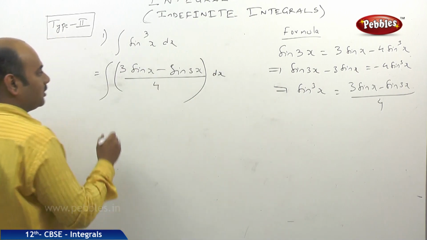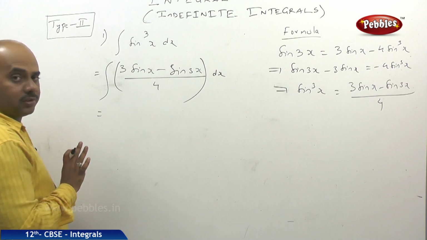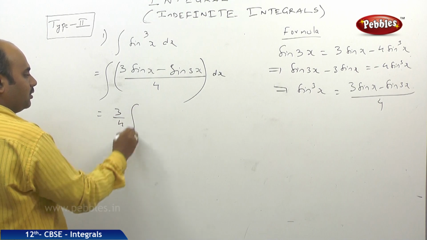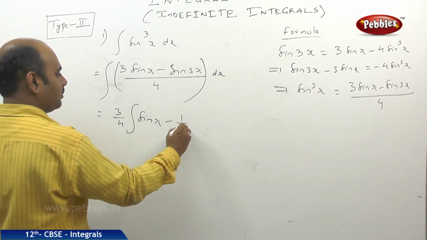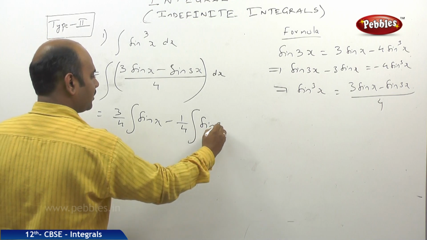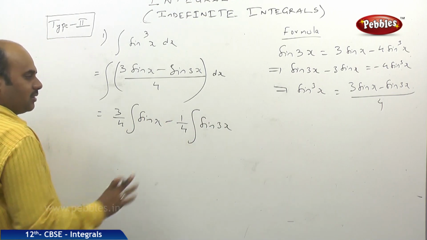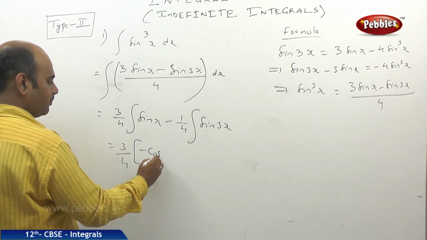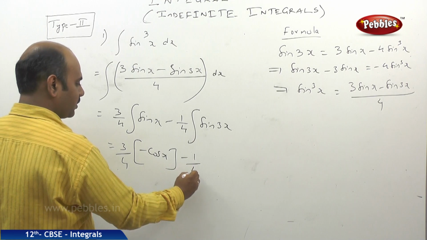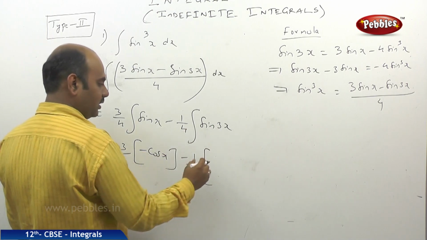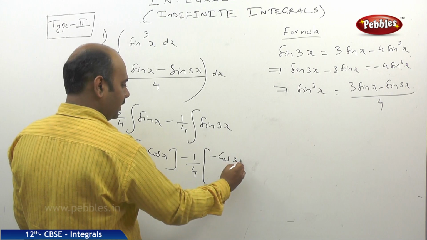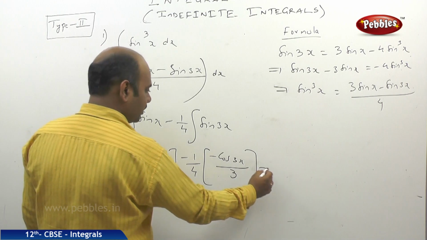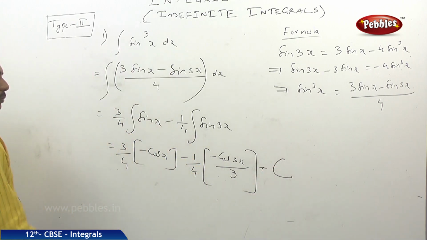See how nice it looks. I think a minus b by c, so a by c minus b by c. So what happens? 3 by 4 integral of sin x minus 1 by 4 integral of sin 3x dx, is clearly understood here. So 3 by 4 integral of sin x will always be minus cos x, minus 1 by 4 into integral of sin 3x. Integral of sin 3x will be minus cos 3x, and whatever coefficient of x is there, that comes in the denominator, and don't forget to put plus c.